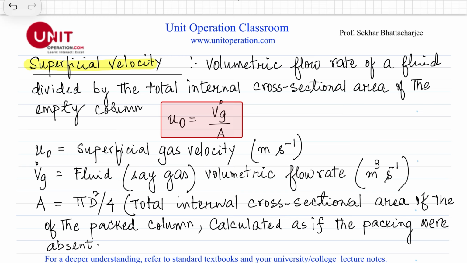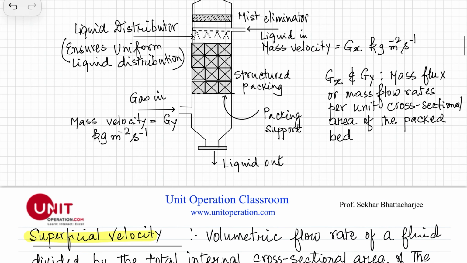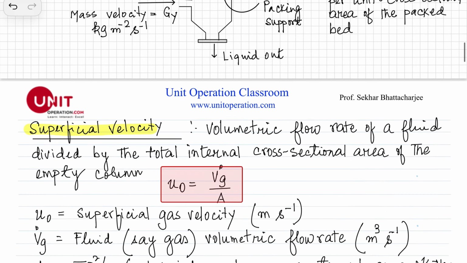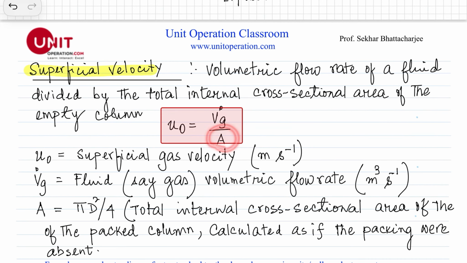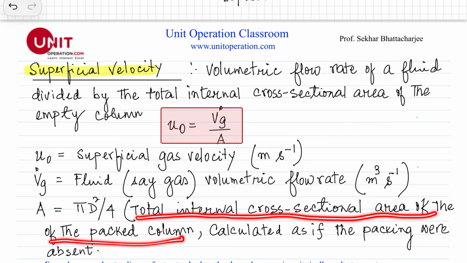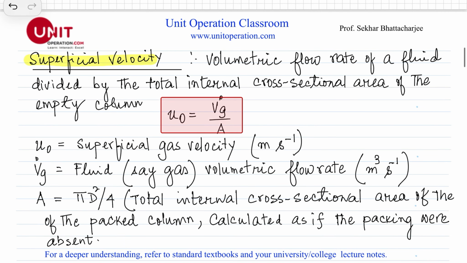This is for the volumetric flow rate of the fluid. This is given in cubic meters per second. That means cubic meters per second of this gas, let's say, is going in. And that is divided by A, which is, of course, pi d squared over 4, the total internal cross-section area of the packed column, calculated as if the packings are not there. As you can see, the unit of superficial velocity is, of course, meters per second.